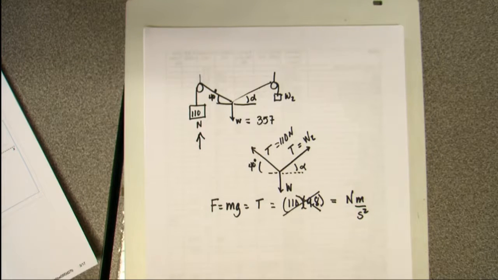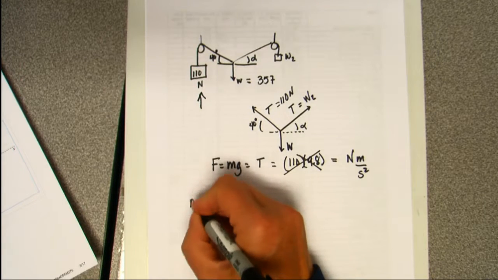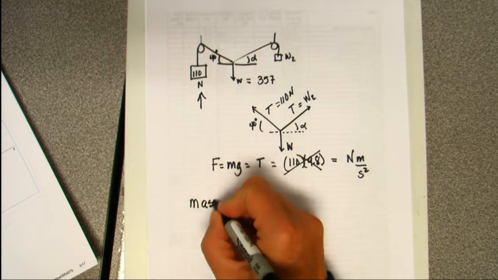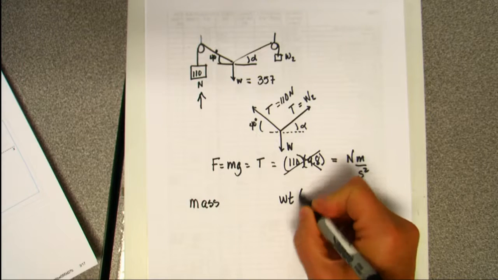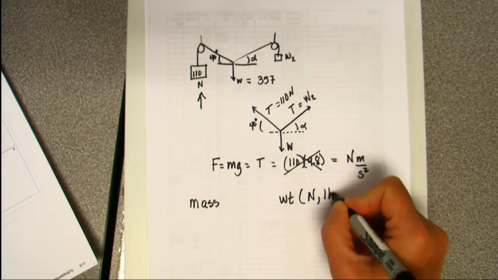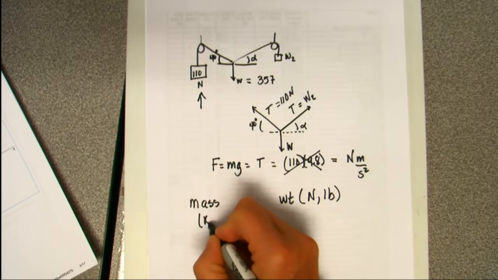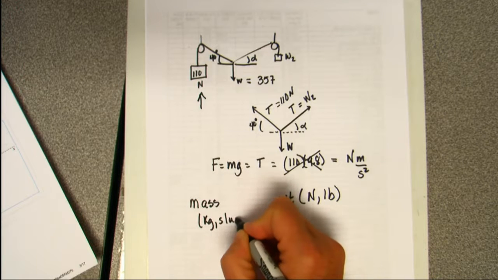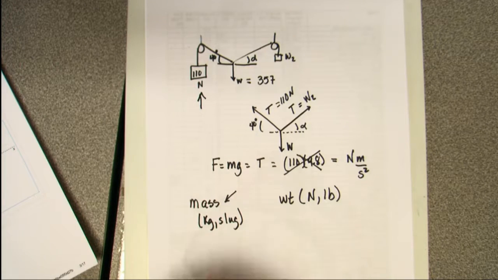So on the test, look to make sure, are you given mass or are you given weight? Weight will be in newtons and pounds. Mass will be in kilograms or slugs. If I'm given mass and I have to calculate a weight, then I multiply by 9.8. If I'm given newtons, don't multiply by 9.8.